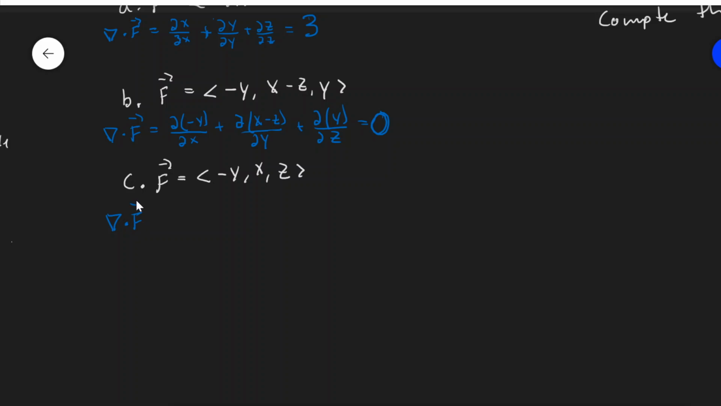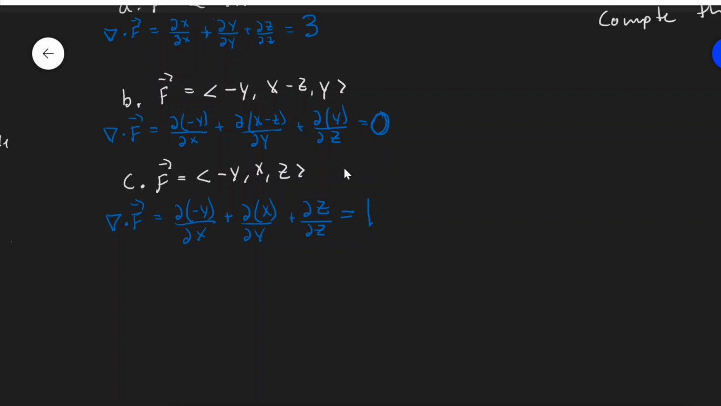Del dot f: partial of minus y with respect to x, plus partial of x with respect to y, plus partial of z with respect to z. So these first two components give us 0, and the last one we get 1. And so this has a divergence of 1. So notice that there's no contribution from the x or the y components of my vector field, which means in any plane we would have 0 divergence.